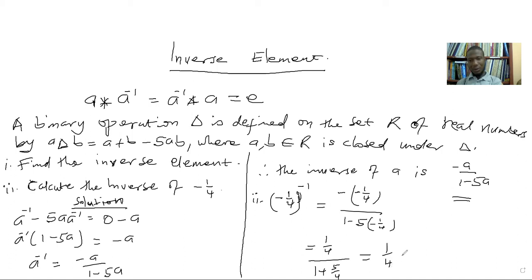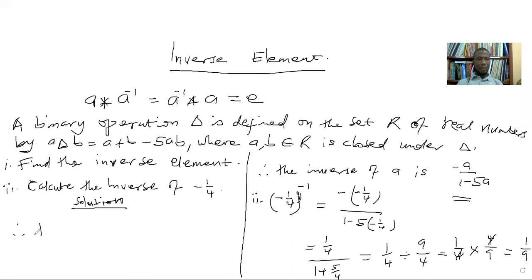And this will give us 1/4 divided by 9/4, and this is the same as 1/4 times 4/9, and that will give us 1/9. Therefore, the inverse of -1/4 is 1/9.